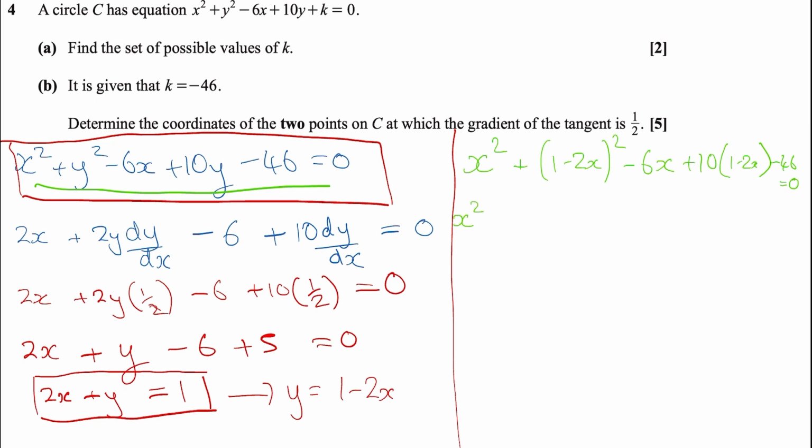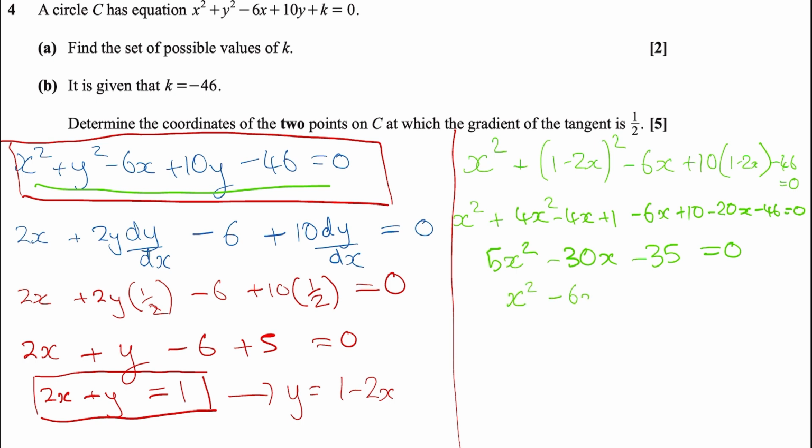So x squared, expanding this out, I'm going to get 4x squared minus 4x plus 1 minus 6x plus 10 minus 20x minus 46 is 0. And then tidying this up a little bit, we're going to have 5x squared. So minus 4 minus 6 is minus 10. Take away 20 is negative 30. Plus 1 plus 10 is 11. Minus 46 gives us negative 35. I'm happy because it's come out that they're all factors of 5.